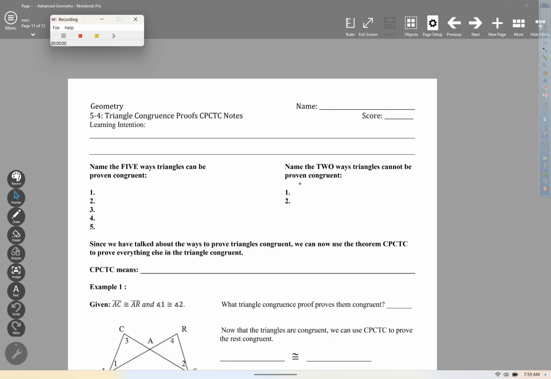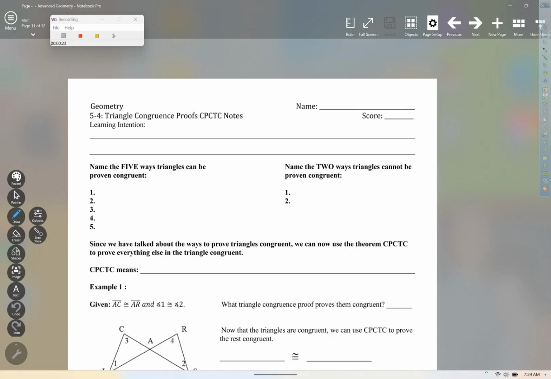Hello, this is 5-4 in geometry. Last class we just talked about how to do triangle congruence proofs, and today we are going to focus on CPCTC, and I'm going to go over what that means here in a little bit, but let's just go ahead and write down our learning intention to start us off.